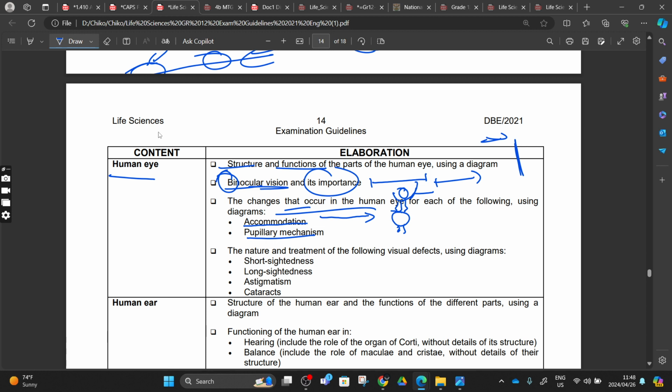And then when something is moving away, hence they say it is accommodating. Here your ciliary muscles have to contract, so that whatever is moving away from your eye, you can also see it, right? Hence we said it's accommodating.